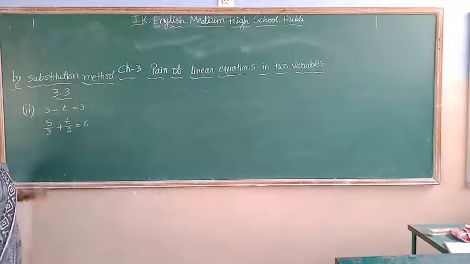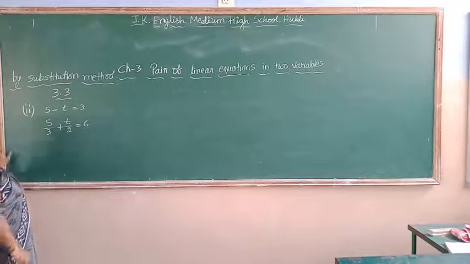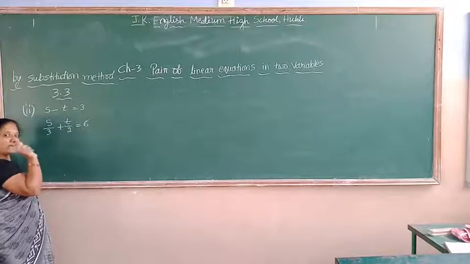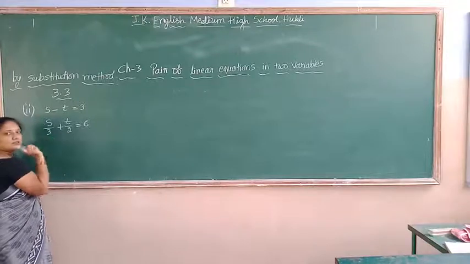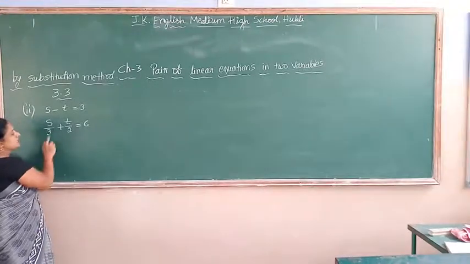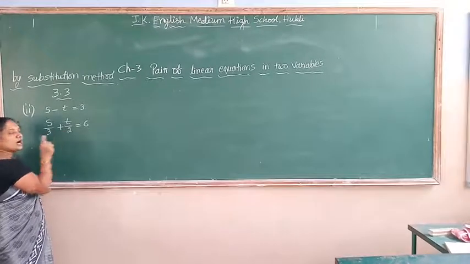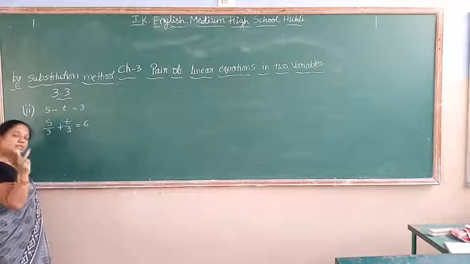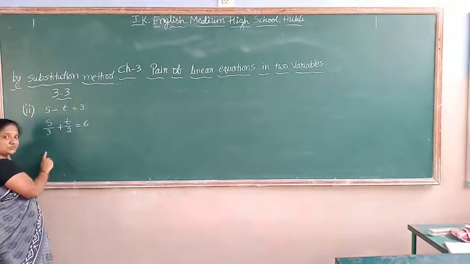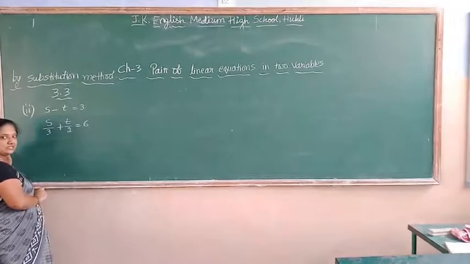So we observe these two linear equations in two variables, children. This is the general form. Here these two terms are in fraction form, so I want to remove the fractions. What is the LCM of 3 and 2? See, 3 and 2 are prime to each other. When two numbers are prime to each other, we know directly that the product itself is the LCM, children, right?